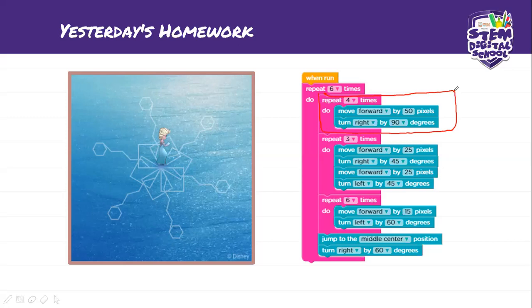So this is how far Elsa is moving, or how long the line she draws is going to be. She draws a line of 50 pixels, then she turns right by 90. We know that in a circle we've got 360. So if we take 360 divided by 90, you will see we get 4. So we have 4 sides. This part over here is our square that she starts out with. She starts out by drawing a nice square.